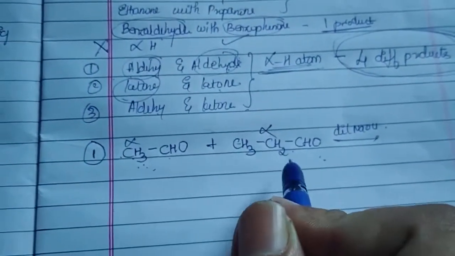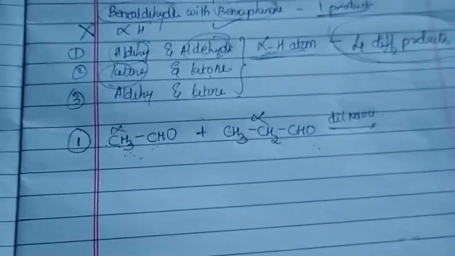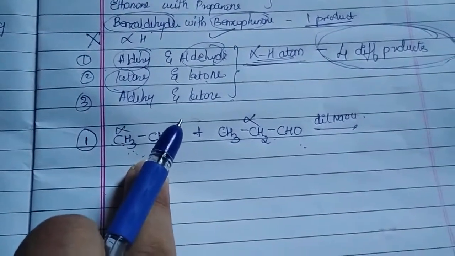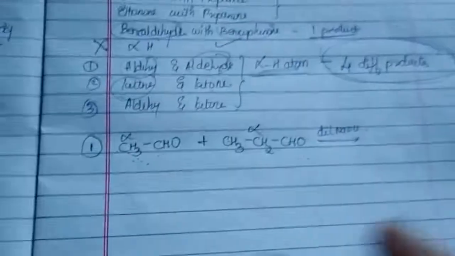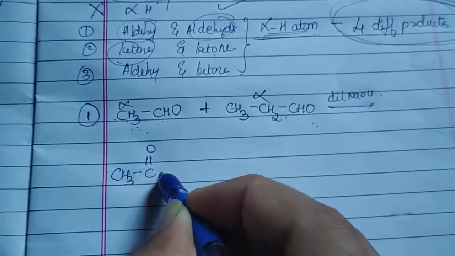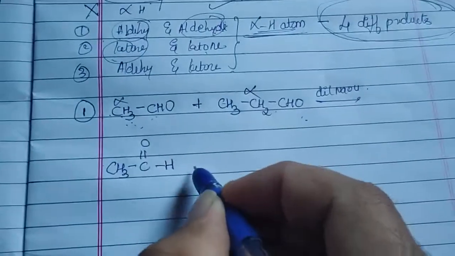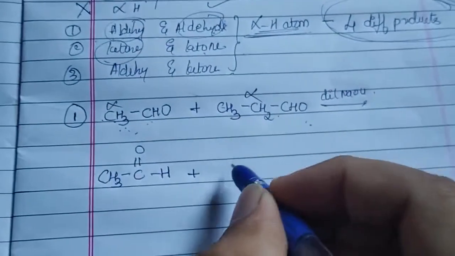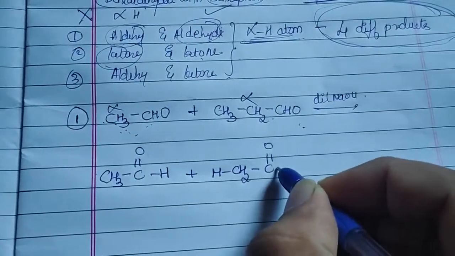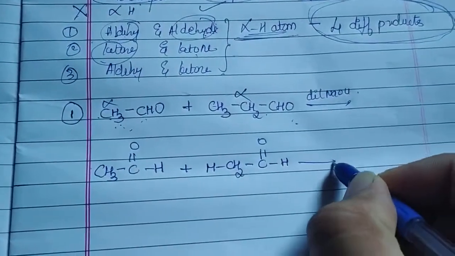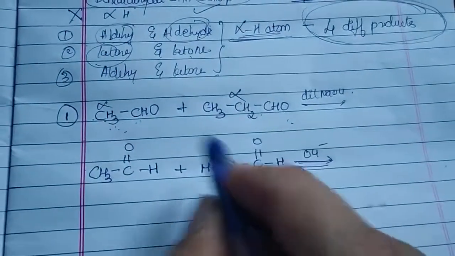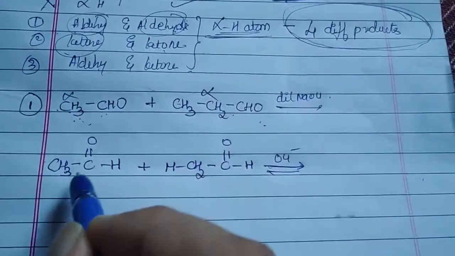So first, they will undergo aldol condensation. That means the alpha-hydrogen containing aldehydes will react with themselves first. So first, CH3CHO will react with itself. That is, ethanal will react with ethanal itself. See how they are playing culprit fellows. In the presence of dilute NaOH, OH minus attacks. As we have seen earlier, this H goes here, and this CH2 attacks here.